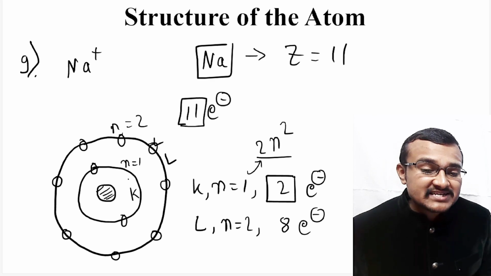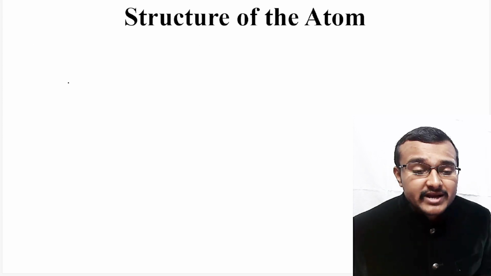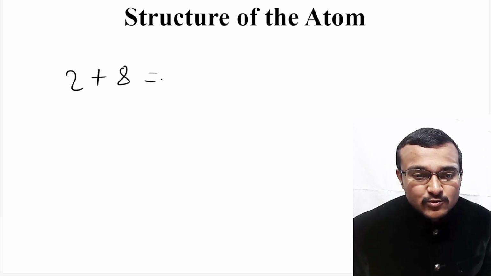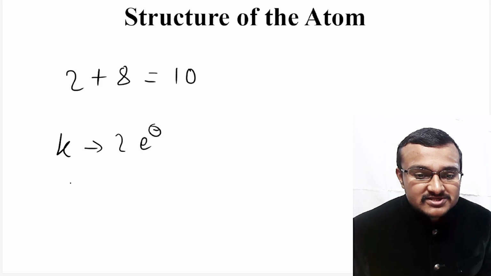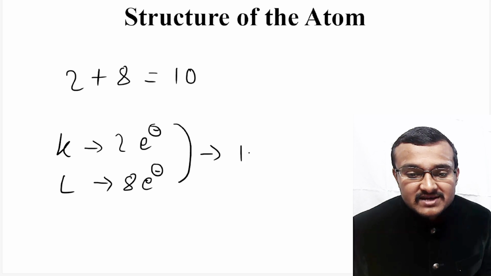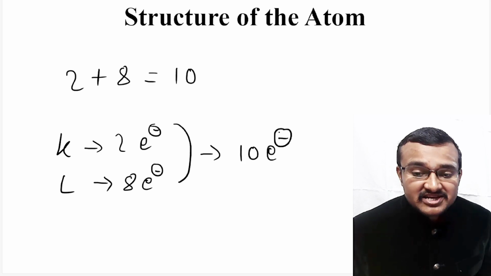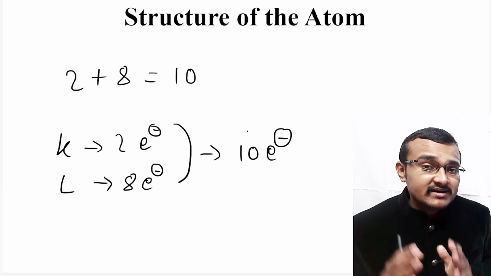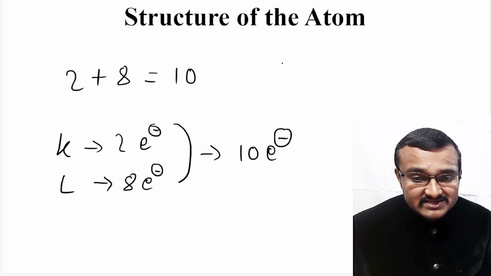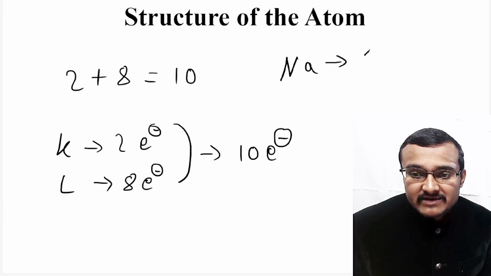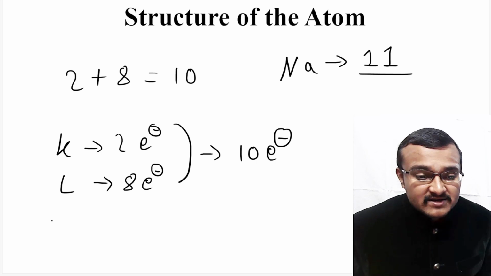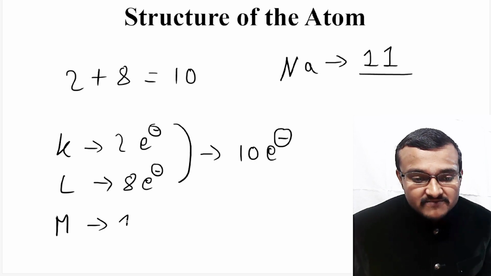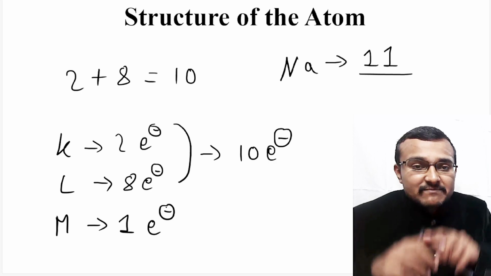So in the K shell only 2 electrons are possible. Now 2 plus 8 will be equal to 10. That means in the K shell you have 2 electrons and in the L shell you have 8 electrons. So a total of 10 electrons are there in the K shell and L shell of the sodium atom. But the atomic number of sodium is 11, so one more electron should be there. That one more electron will go to the M shell. So one electron will be there in the M shell.